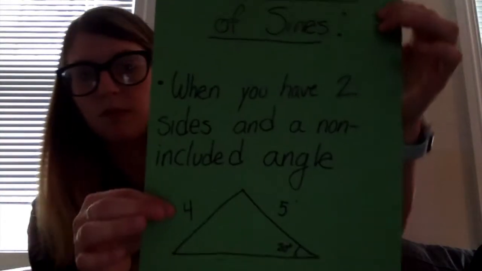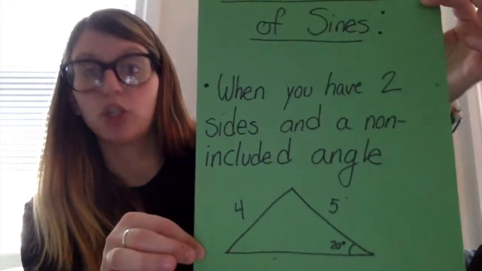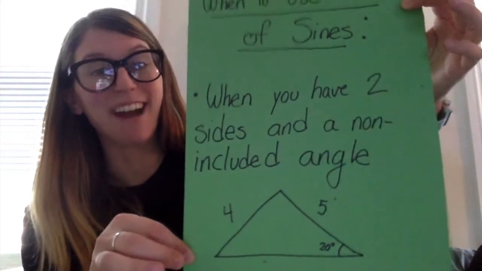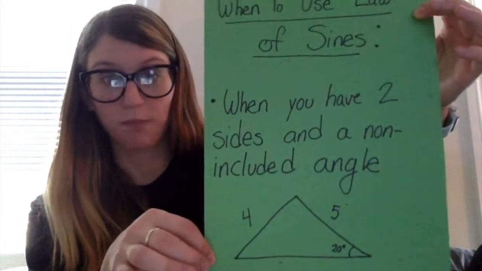So you don't always use law of sines when you're dealing with a non-right triangle. You could also use law of cosines. But if you are a type of person that has been taking notes and been writing things down, I got notes for you. When to use law of sines. So there's two times you should use law of sines. You should use law of sines when you have two sides and a non-included angle.